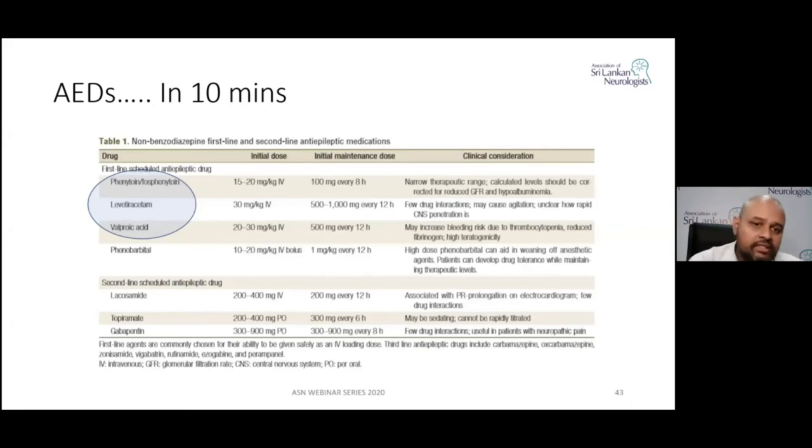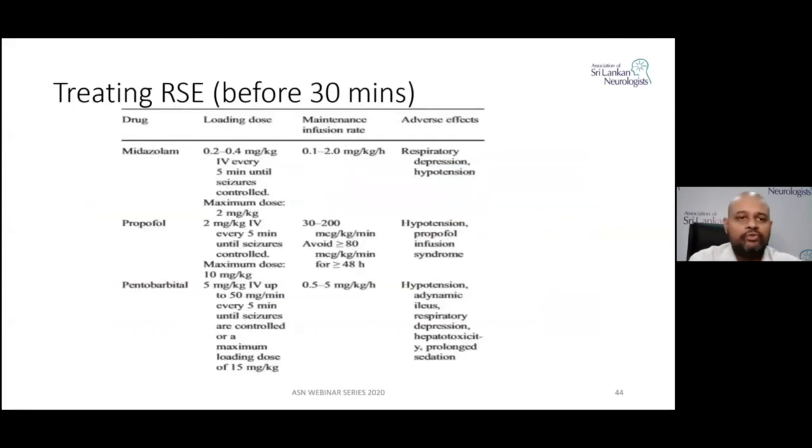However, in certain instances we might prefer a certain IV preparation depending on, for example, comorbidities of the particular individual. There are also second line antiepileptic drugs which you can consider, for example, lacosamide. We do not have an IV preparation as of yet in Sri Lanka, but hopefully in the future. Topiramate and gabapentin are oral preparations which can be considered in this context. All right, so moving on.